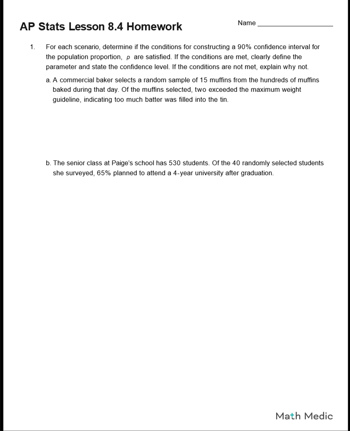A commercial baker selects a random sample of 15 muffins. Well, right there, we're done. We got random sample, going to assume 15 is less than 10% of all muffins, from the hundreds of muffins, we got that. But we need n times p hat to be greater than or equal to 10, and n times 1 minus p hat to be greater than or equal to 10. Well, that can't possibly happen with 15. We'd have to have at least 20, and that's if it's a 50-50.